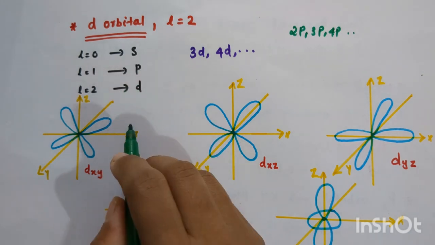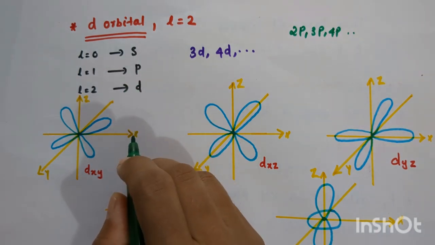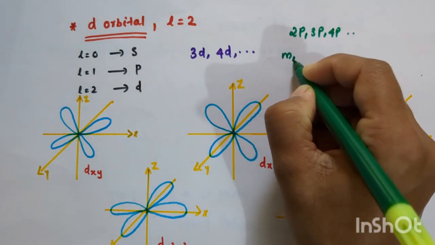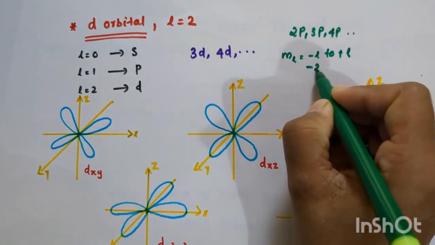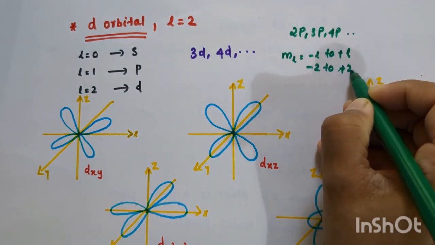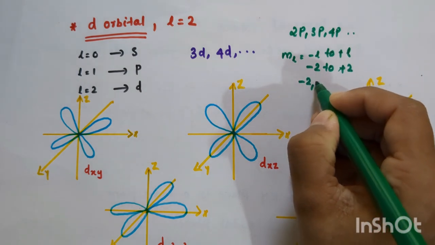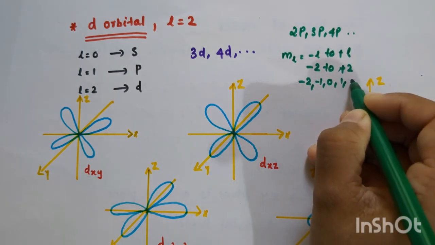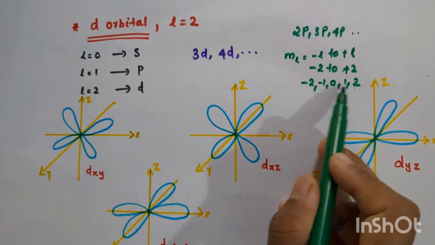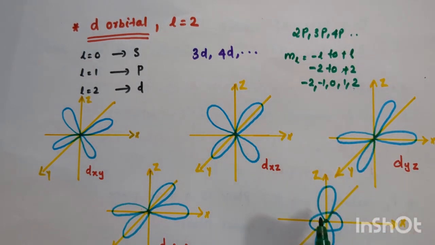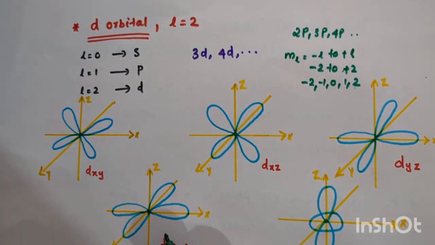So what about their ml values? The magnetic quantum number ml is from minus l to plus l, so minus 2 to plus 2. That is, the values are minus 2, minus 1, 0, plus 1, plus 2. So there are 5 ml values, so there are 5 d orbitals.